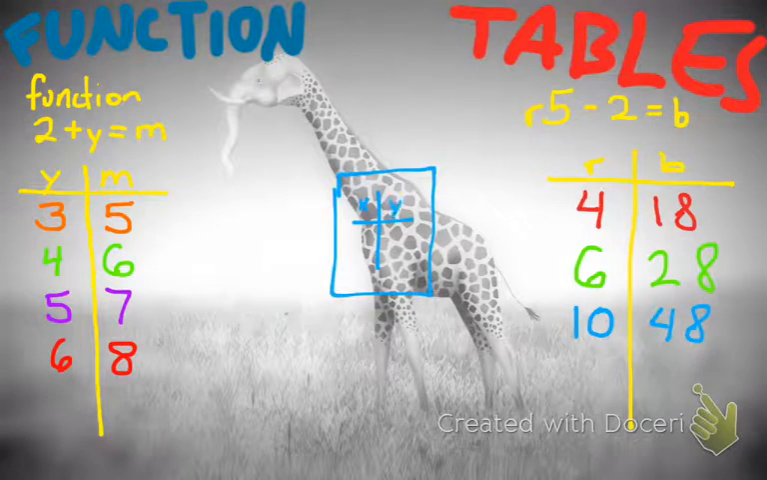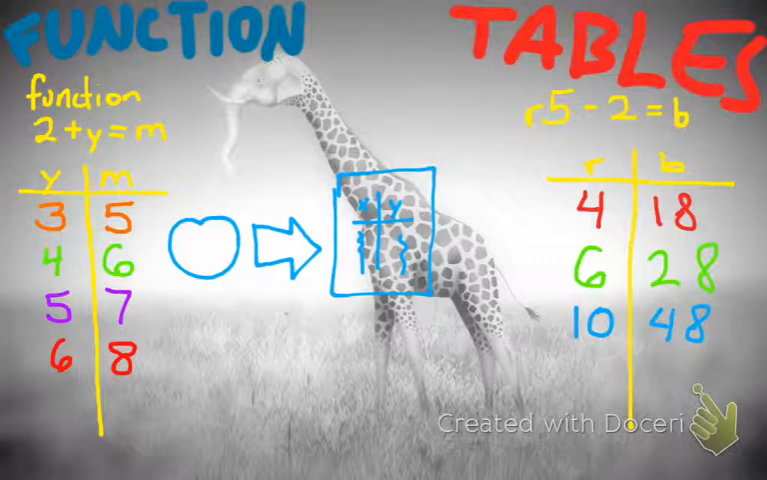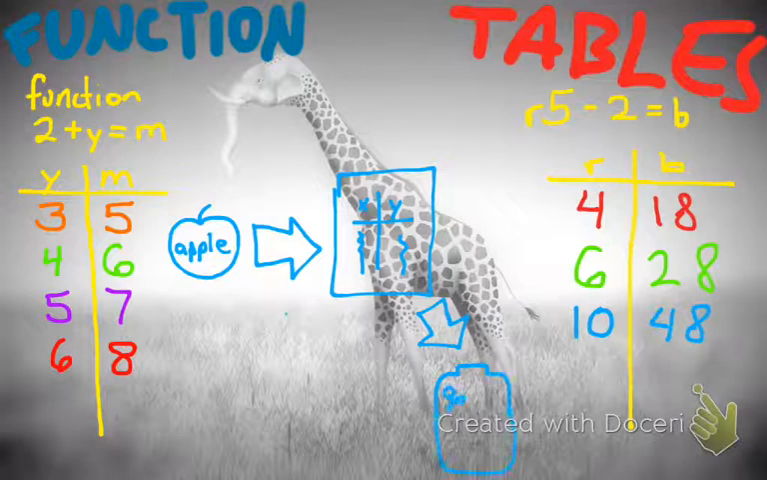I kind of like to think of function tables as little machines. So say we have this function machine, and we plug something in and we get something out. And I do like applesauce.